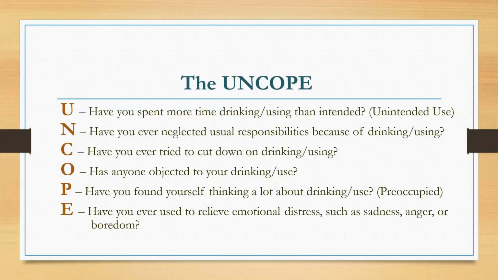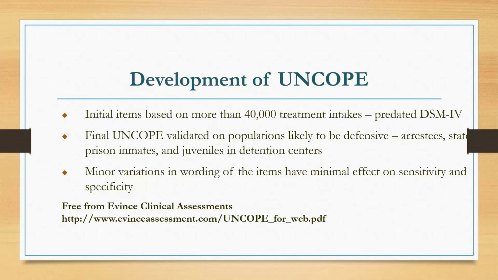Now, the UNCOPE conforms. This is the bit of the history and the location where you can find it. It was initially developed on a sample of about 40,000 treatment intakes, indicating those individuals with the dependence diagnoses, based largely at that time on the DSM-5. The final UNCOPE wording was validated using arrestees and subsequently state prison inmates as well as juveniles in detention centers. So the UNCOPE has been validated on populations that typically tend to be very defensive and guarded. So we feel that it probably will work in many other settings as well.